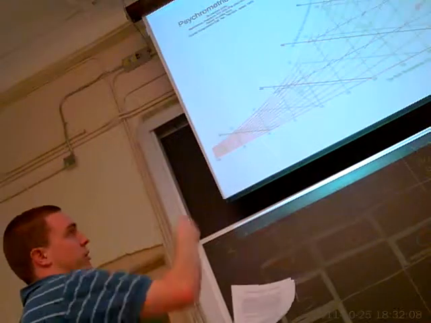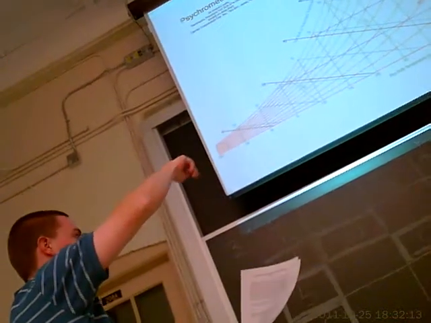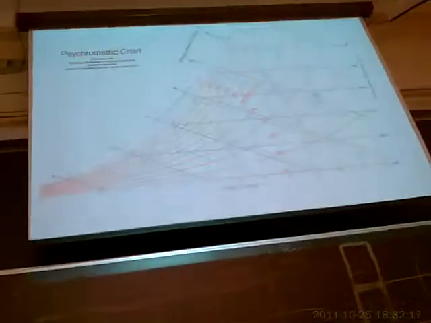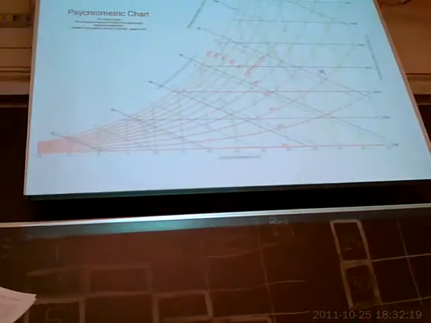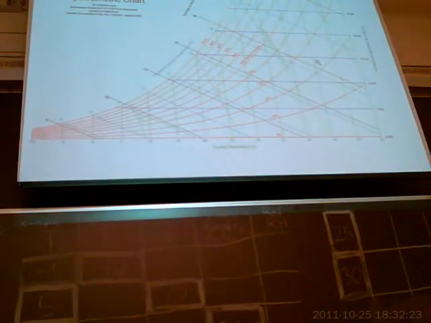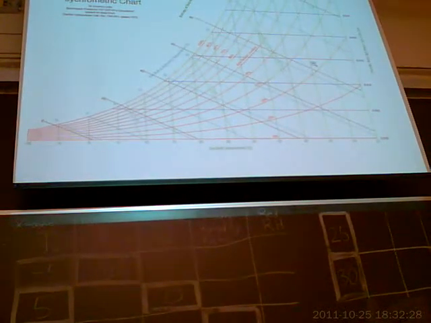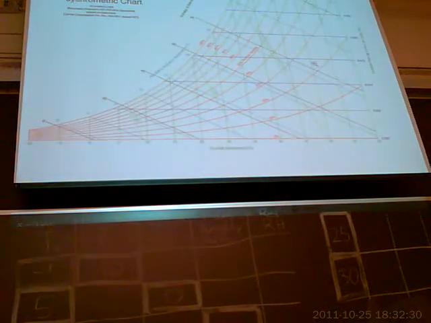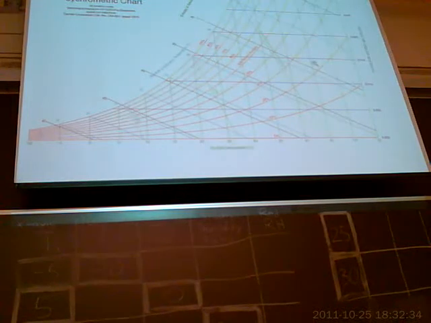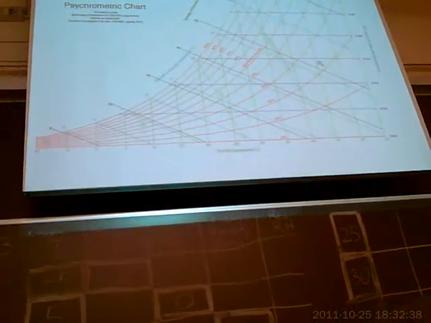The humidity ratio is on your y-axis. And then finally, the relative humidity is those red swooping lines that you see on the chart. So from this chart, you can get a lot of information. And it has shown up on past tests. They were actually given a chart and asked to do something similar to what we're going to do.